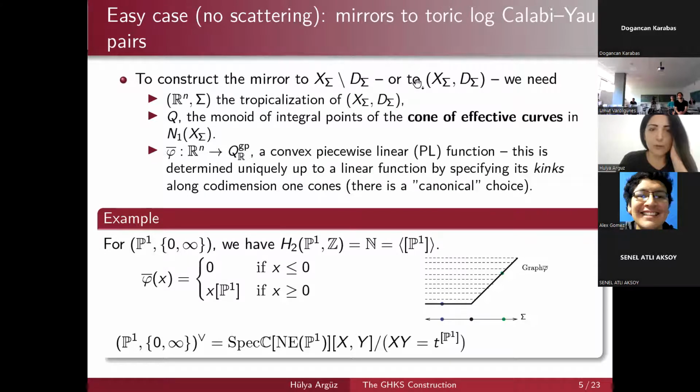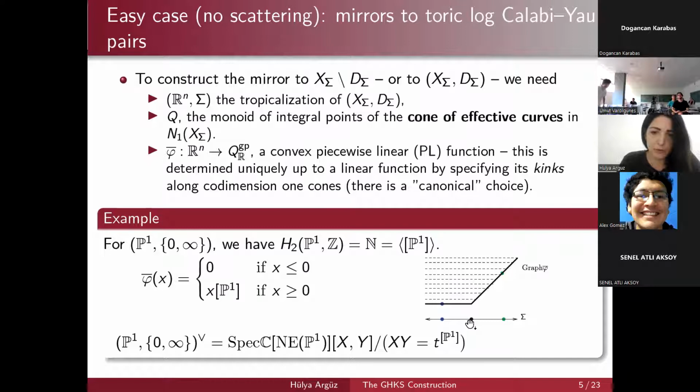In the easy case, if you just want to understand the mirror to a toric variety, then you just take this tropicalization, which is this affine pseudo-manifold, this toric fan, and the only additional data you need to fix is the monoid of integral points of the cone of effective curves. So you look at the cone of effective curve classes, which is a cone inside the group of all curve classes modulo numerical equivalence. And then you define a PL function in a natural way in this cone by just specifying its kinks along the codimension 1 locus. Like this is the fan of P1.